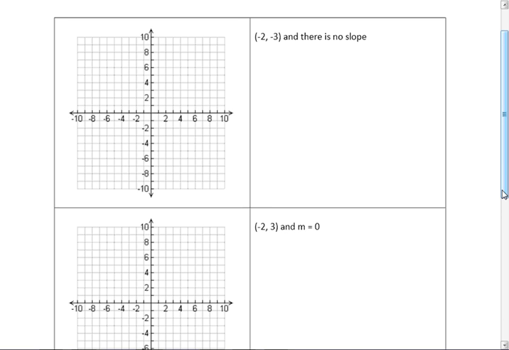Oh, let's try this one. Grant, where am I going to graph -2, -3? By the way, do you remember the names of the quadrants? This is first, second, third, and fourth. What quadrant is -2, -3 in? Well, we're going to start here, and we're going to go, what? -2 means 2 to the left, and then -3 means 3 down. 1, 2, 3.